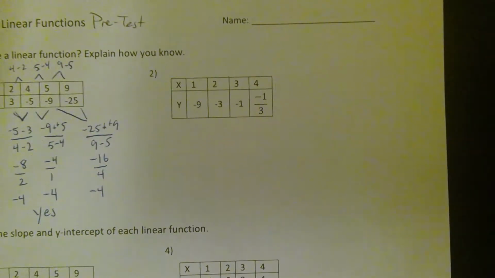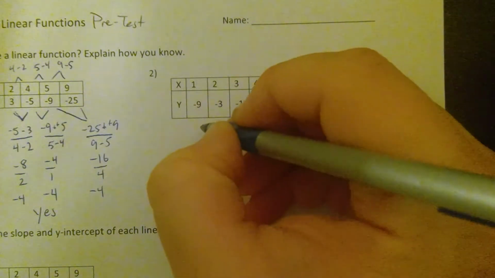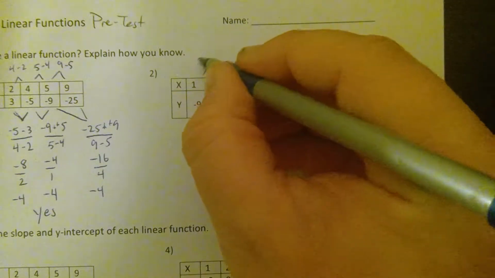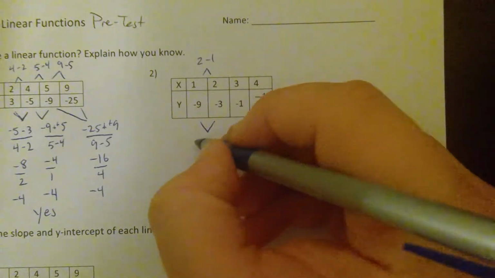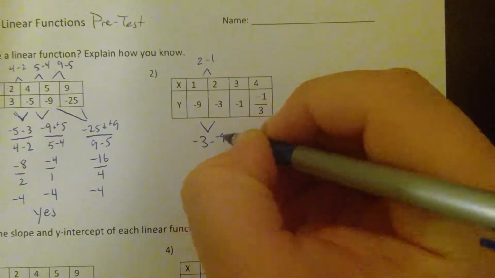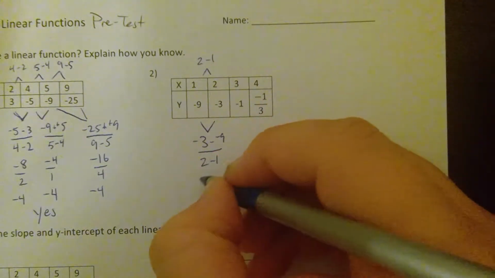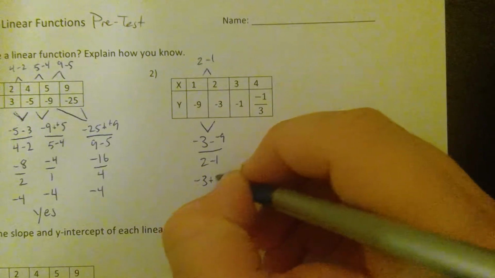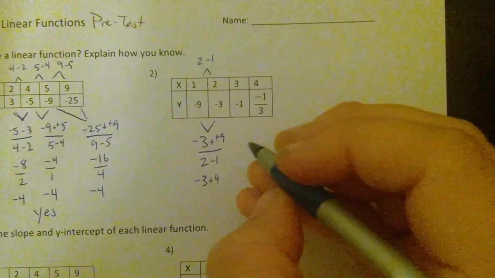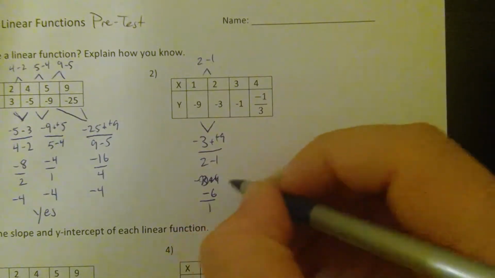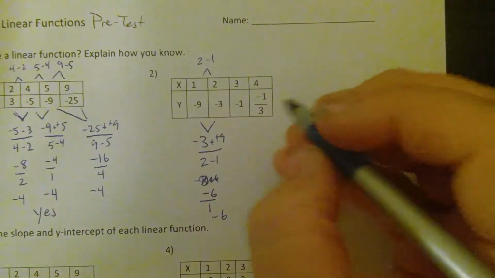So let's go ahead and check it. Let's take a look at our first difference. Conveniently, these are both 1 up here. 2 minus 1. So we've got negative 3 minus negative 9 over 2 minus 1. Negative 3 plus 9 gives us negative 6 over 1, so negative 6.